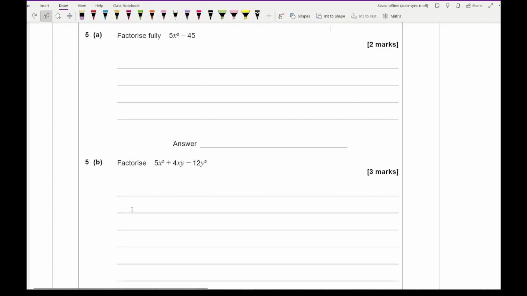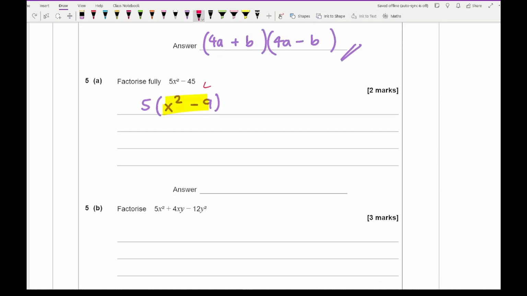Then moving on to 5a, it says factorise 5x squared minus 45. First of all, the common factor is going to be 5, so it's going to be x squared minus 9. And then this again is another DOTS.